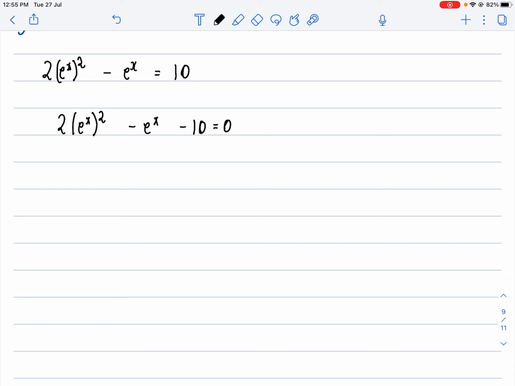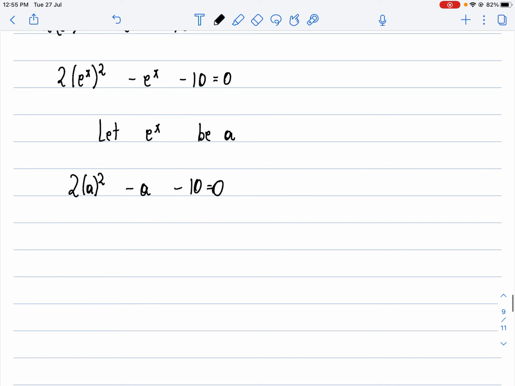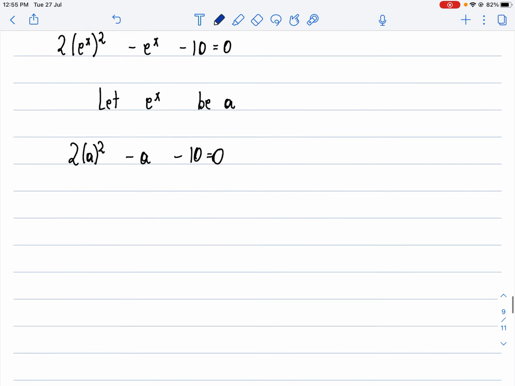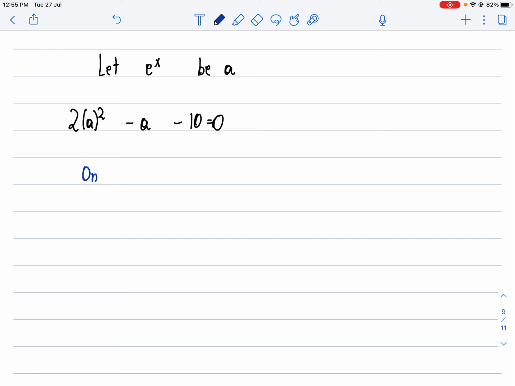Now what I can say is, let e raised to x be a. So I can write this as 2a square minus a minus 10, which is equal to 0. Correct? As you can see, this is a quadratic. So you might be knowing the steps on the calci as I've mentioned above also, but I'll mention it again. So on the calci, you can go to mode, then you can go to 5 where equation is written, and then you can go to 3.